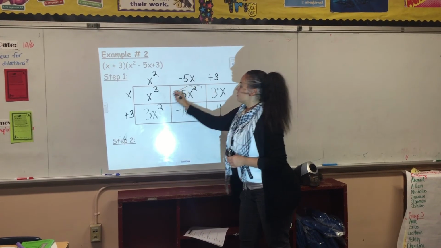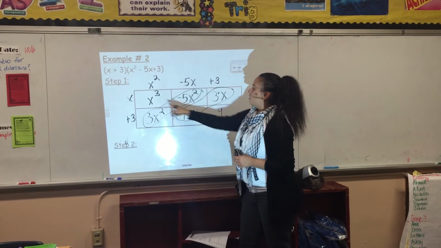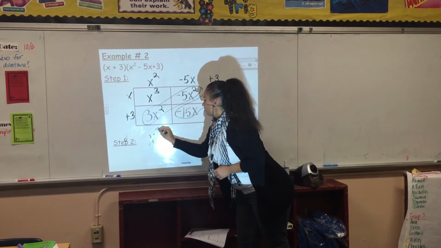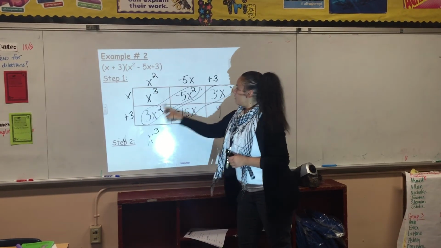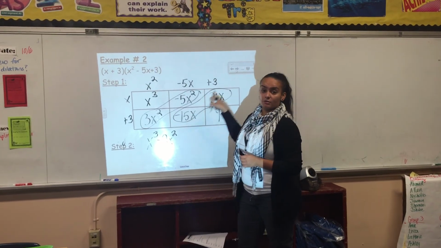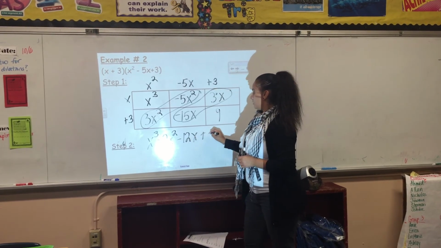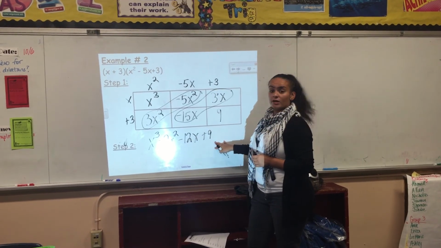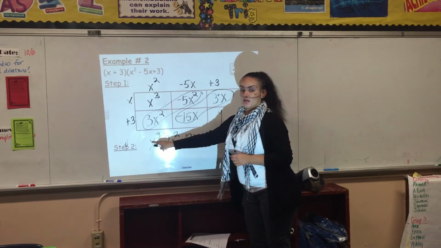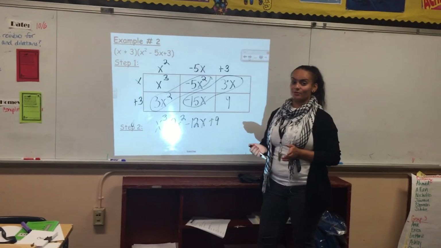Combining my terms, which are on the diagonal. x to the third. 3 minus 5 is -2x squared. -15 plus 3 is -12x, plus 9. This is your final answer in standard form from highest exponent to lowest exponent. And that's how you multiply using the grid method.